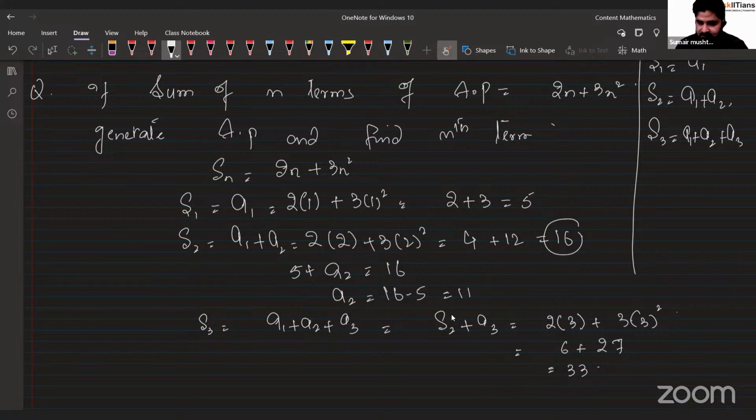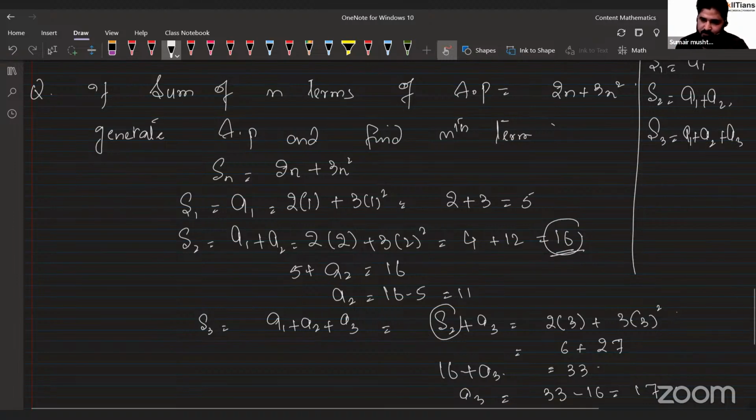How much is this? Because S2 is already 16, isn't it? That is 16 plus A3. Okay, so A3 will be equal to 33 minus 16. That's equal to 17. One more way you can do it.